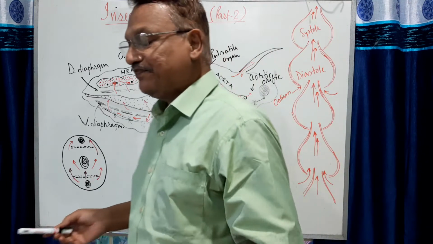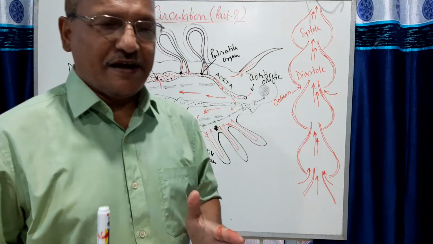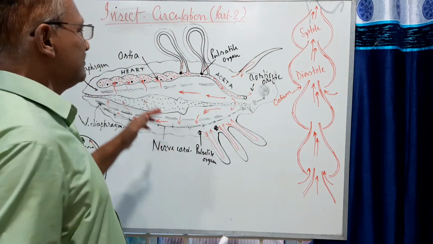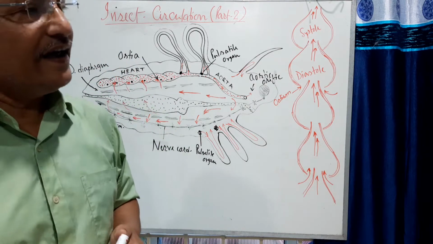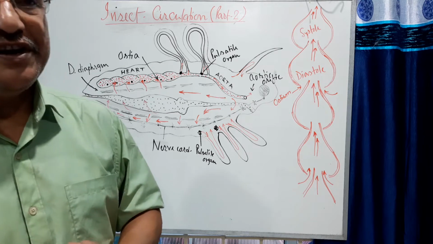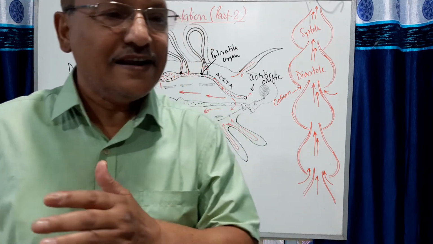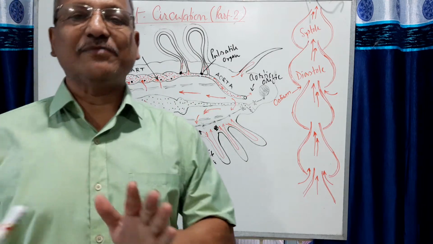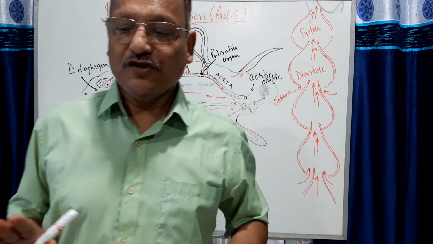So anyway, the sole circulatory organ in the case of insects is the heart. Of course, it is not a true heart, and the sole circulatory fluid is hemolymph instead of blood. In higher animals, for example in mammals, it is blood. There is a difference between hemolymph and blood.